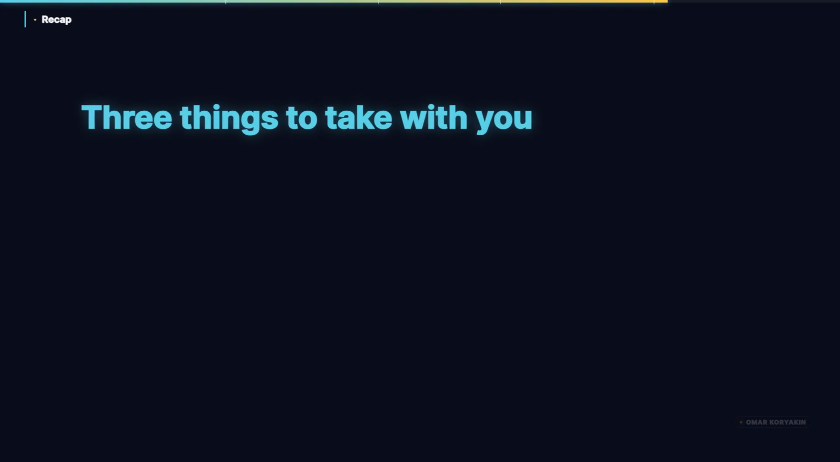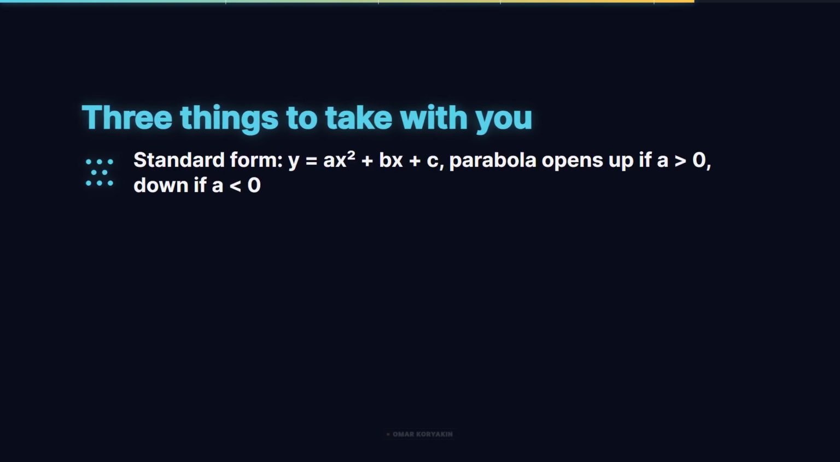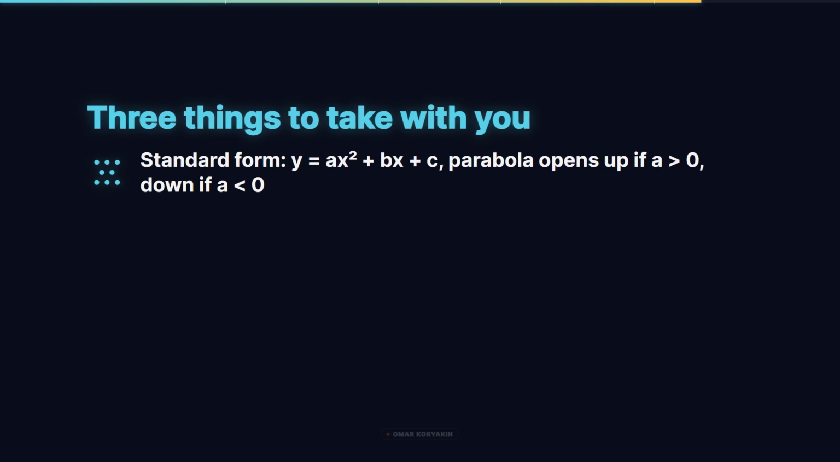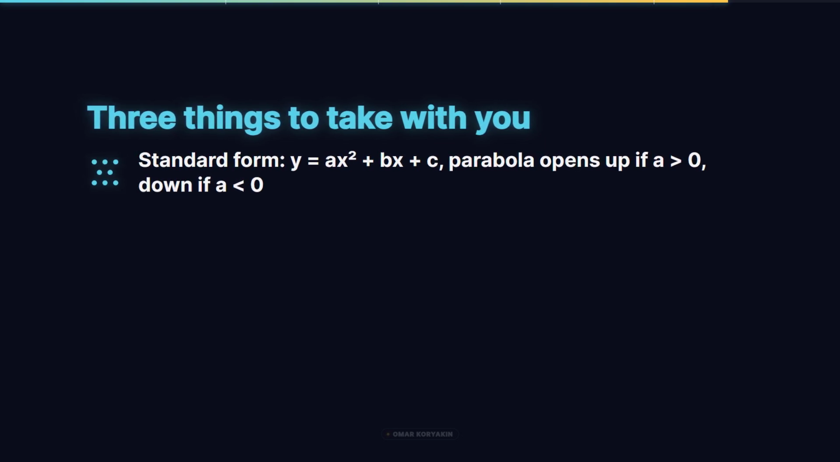3 takeaways for quadratic equations. They unlock every parabola problem in this section. Standard form is y equals a x squared plus bx plus c. The sign of a determines opening direction. Positive means up, negative means down. The magnitude of a controls width: large a is narrow, small a is wide.